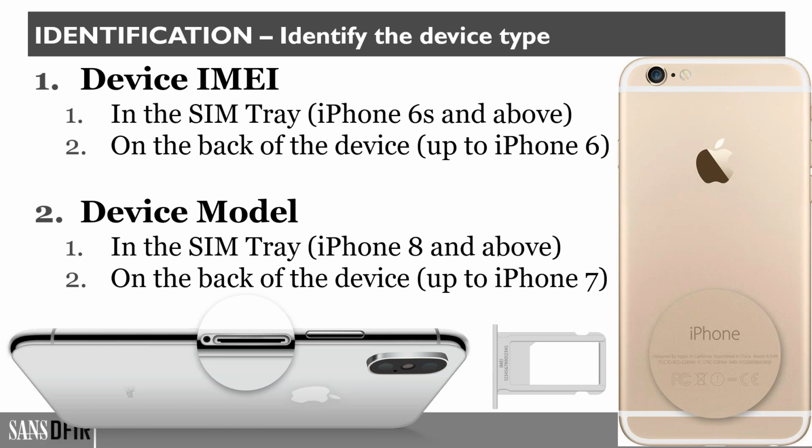Also, you can check the device model. The device model is written on the back of the phone, model A1549 here in the example, up to the iPhone 7. For the iPhone 8 and above, the model number is always A and 4 digits. It's written here in the SIM card space. It's quite hidden, it's not easy to read. So it's easier to read the IMEI with a good lens because it's written really, really small.